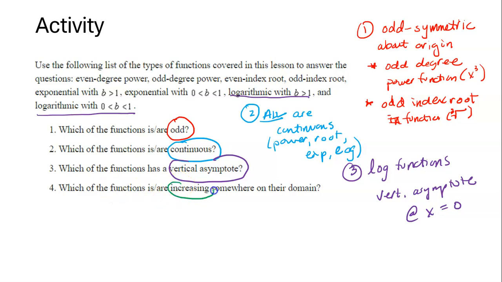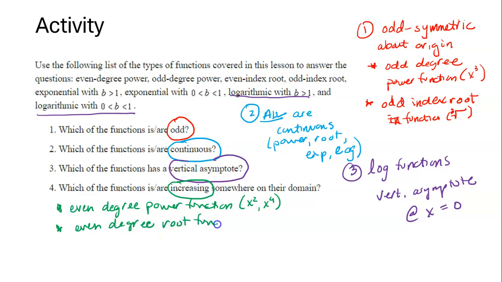Which of the functions have an increasing section anywhere on their domain? Okay, that means it's increasing anywhere on their domain. So let's see. So I have the even degree power function, so like x squared, x to the 4th. I have even degree root function. So you have your square root or your 4th root. Okay, these are increasing on 0 to infinity.